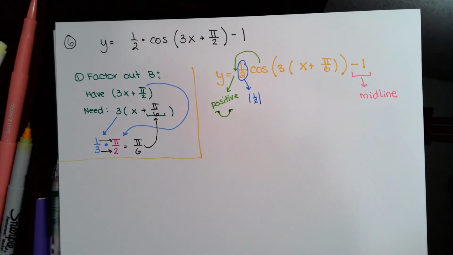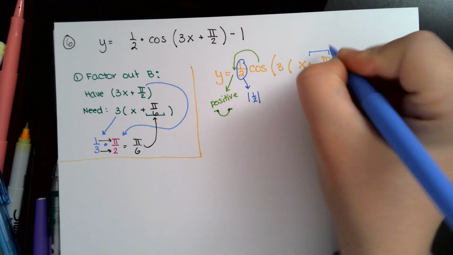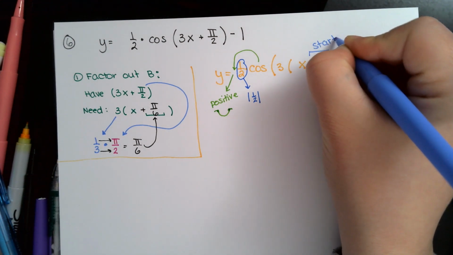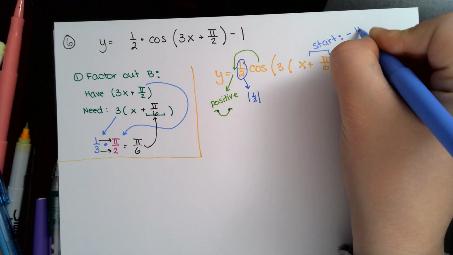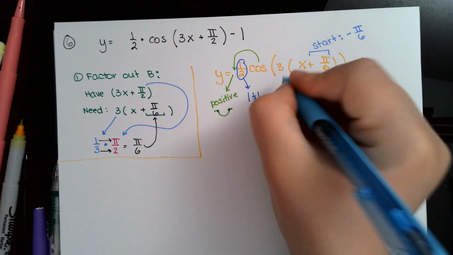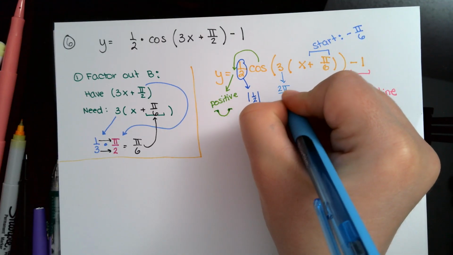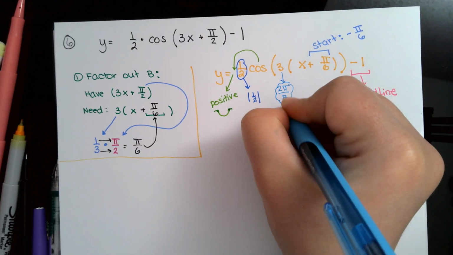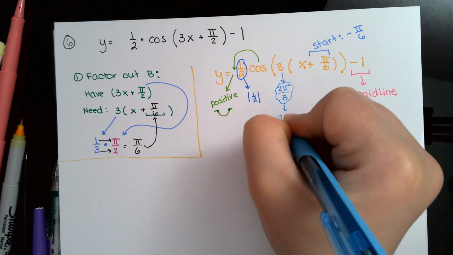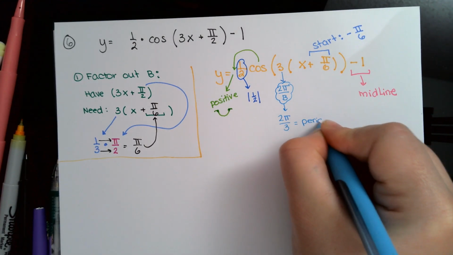We are looking at our H value. H value is our start, our phase shift. Remember, it's always opposite of what you see, so we're starting at negative pi 6 this time. And our B value is used to find the period. Okay, so 2 pi over B is our formula. So that means 2 pi over 3. No keep, change, flip here is going to be our period.